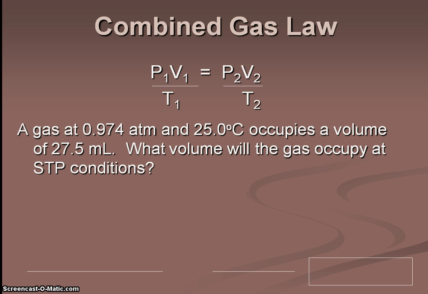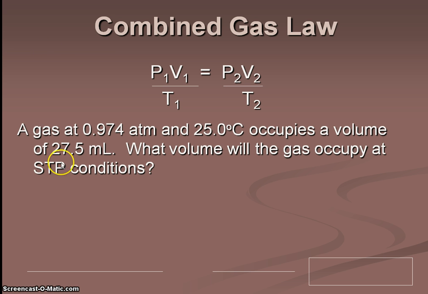So for example, it says a gas at 0.974 atm, so that's your pressure. Go ahead and label that as P1. 25 degrees Celsius. Anytime you get a temperature for this chapter, you need to convert it to Kelvin by adding 273. So I would go ahead and cross off 25 degrees Celsius and make it 298 Kelvin, and that's your T1. Occupies a volume of 27.5 milliliters, so that's your V1. The question says what volume, so we're looking for a new volume, so V2 is our variable, will the gas occupy at STP conditions.